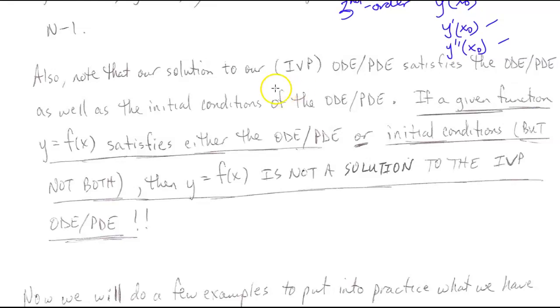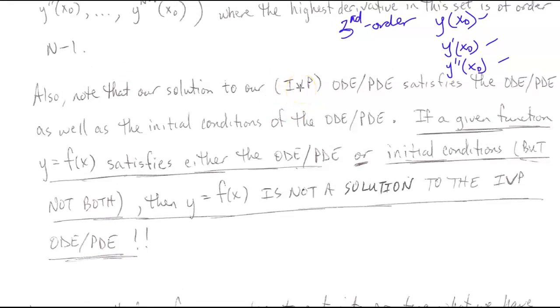So in other words, let's say I had a differential equation, and I know that my function y is equal to f of x is going to satisfy it. But let's say one of the initial conditions that I have here isn't true, okay? Well, if one of the initial conditions isn't true, then it's not going to satisfy the problem. So that's basically what it's saying.